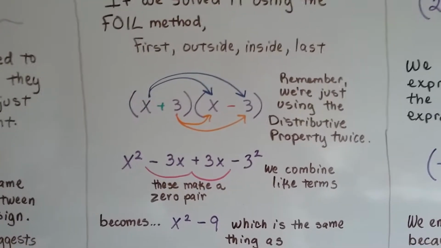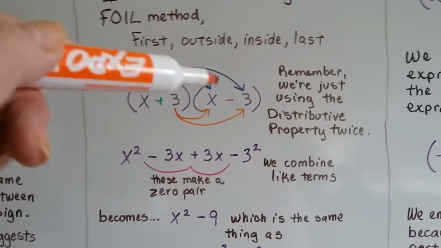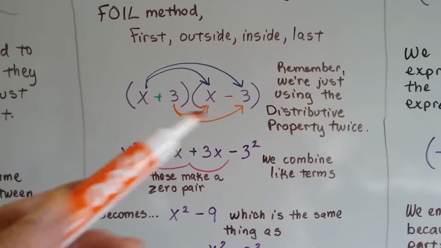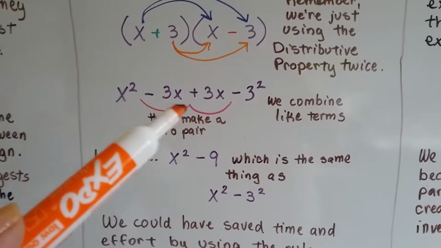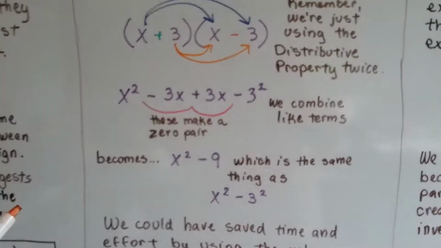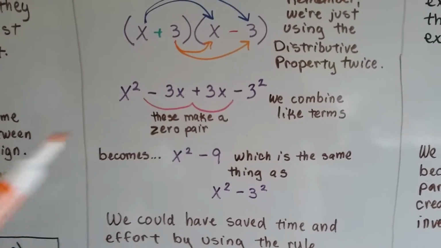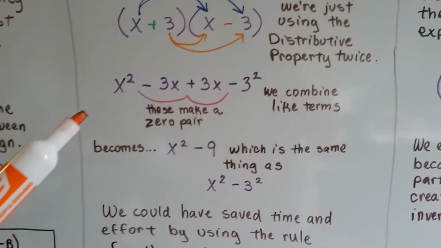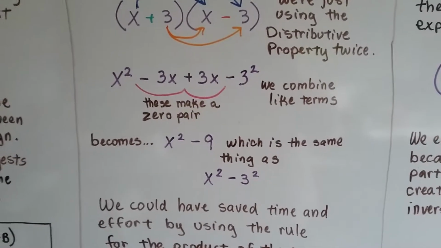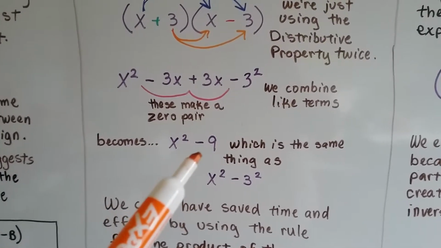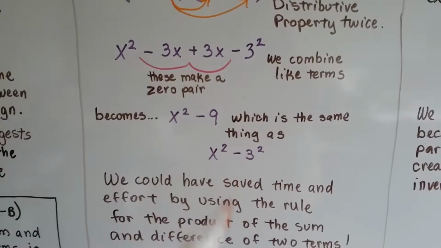See? We're just using the distributive property twice, aren't we? We're using it once for this x and again for that 3. See? We combine the like terms. This minus 3x and this plus 3x, they make a zero pair, don't they? They make an additive inverse of each other. So this ends up becoming x squared minus 3 squared. See? This would be minus 9, because 3 times 3 is 9, right? It's the same thing as x squared minus 3 squared.